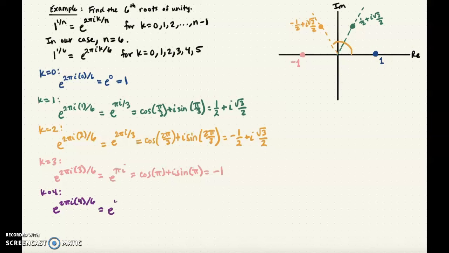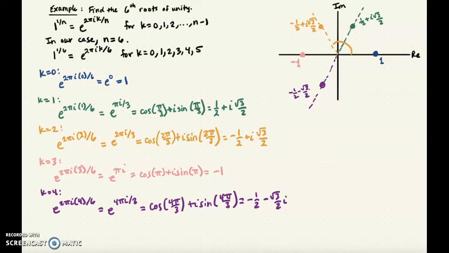This is going to simplify to e to the 4 pi i over 3, which again, we could go 4 pi over 3 radians, or we can write down Euler's formula for this: cosine 4 pi over 3 plus i times sine 4 pi over 3. This is going to give us minus a half, minus root 3 over 2 times i. So 4 pi over 3 is somewhere along here, so that point's going to be somewhere maybe a little bit closer here. So we've got minus a half minus root 3 over 2 i.